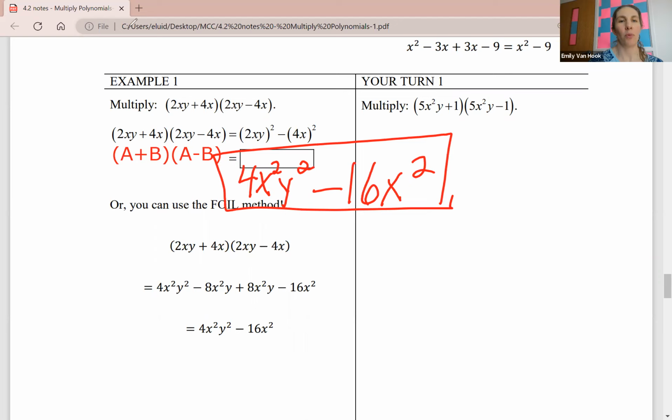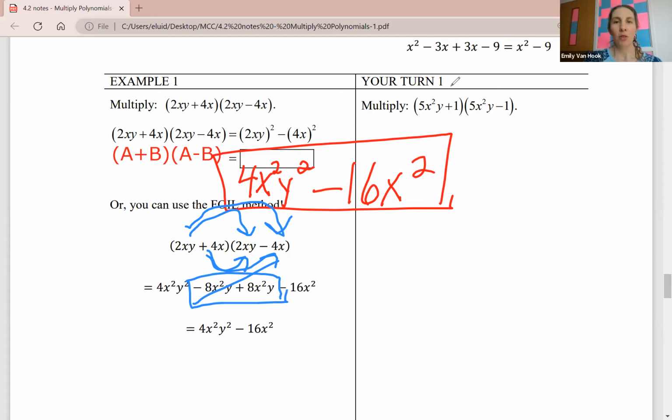Or, as you can see down below, you can use the FOIL method. So feel free to just distribute 2xy times 2xy. You still get 4x squared y squared. 2xy times minus 4x, we get minus 8x squared y. That's that outside term. Then the inside terms, 4x times 2xy is plus 8x squared y. And then our last terms, we get minus 16x squared. So those middle terms, when we combine them, they are like terms, but they actually just add up to 0. So that's why they're gone from the answer, and we still get the same final answer that we would have if we use the formula.